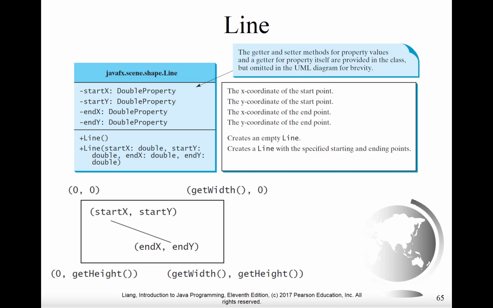So in fact, if we wanted a line to extend diagonally from the top left corner all the way down to the bottom right corner, we would give the start x and start y coordinates as 0. The end x coordinate would be the width of the pane, and the end y coordinate would be the height of the pane. And remember, positive values of y go downwards in this coordinate system.